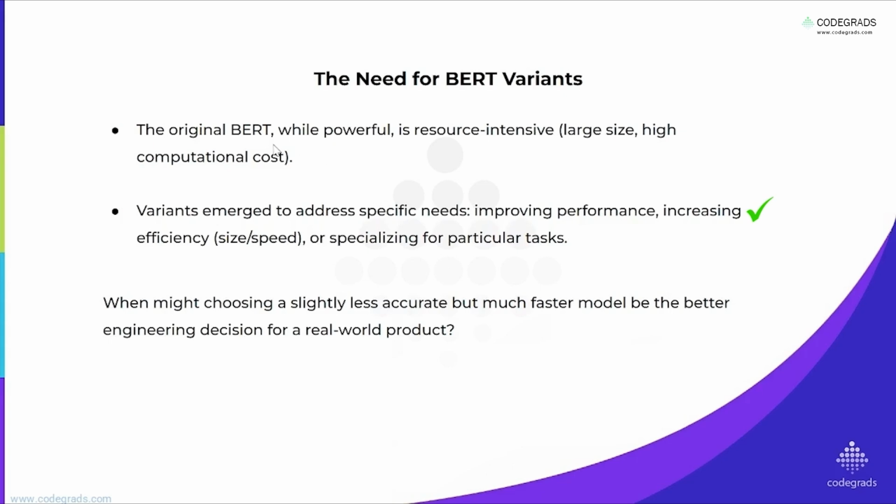The original BERT is very large and slow. You should all remember this. It's powerful, but it is not optimized for speed, smaller devices, and special tasks. So variants were created to fix these issues, and faster, smaller, and smarter versions of BERT were introduced. Let's see them one by one.